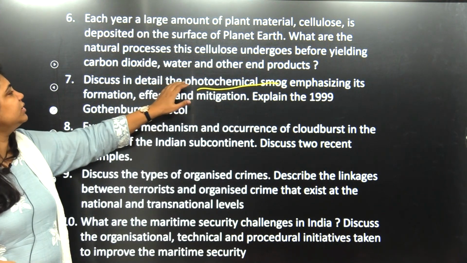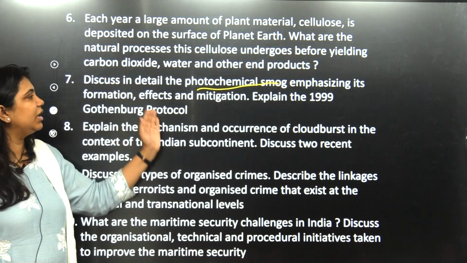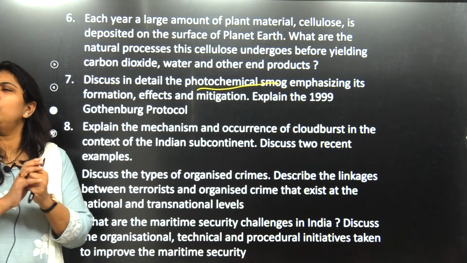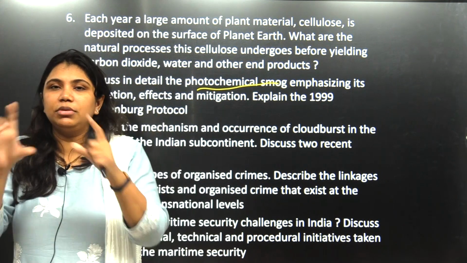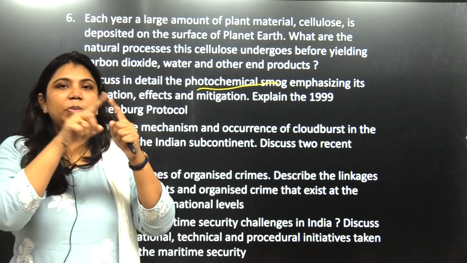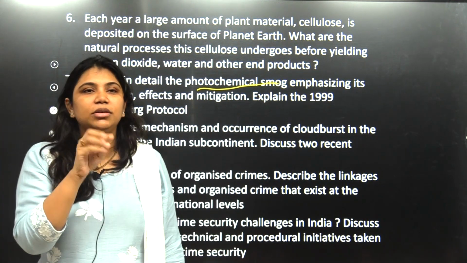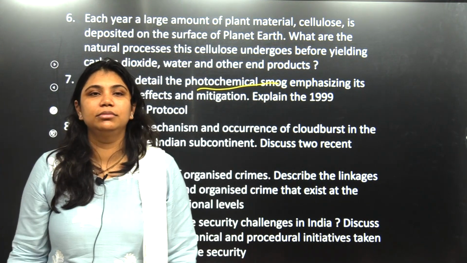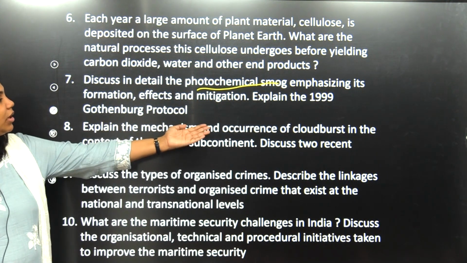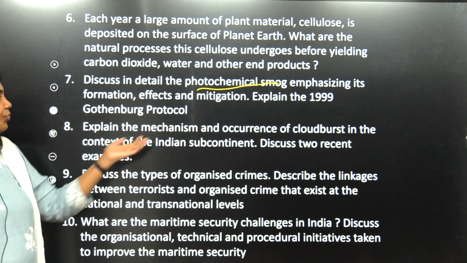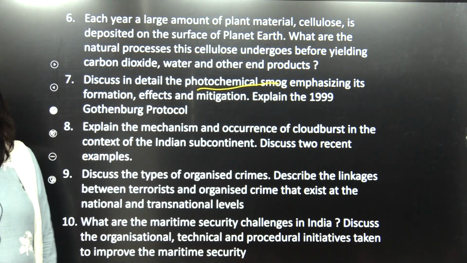So discuss in detail the photochemical smog. What is its formation, effects, mitigations. Most of the newspapers, either Indian Express or Hindu, will give these columns. Manchi pictures vesi short ga inda oka picture chupichagana, atla neat ga anta short ga oka box lo ichchestar. If you read that, you can write that answer. So if we take the disaster management question, explain the mechanism and occurrence of cloudburst in the context of the Indian subcontinent with recent 2 examples.